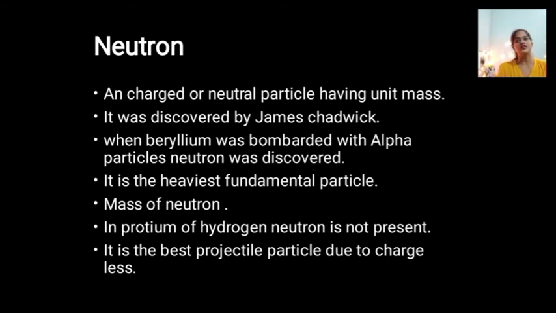So neutrons are also used for nuclear reactions. I hope this is completely clear now. Now let's move on to the next slide.